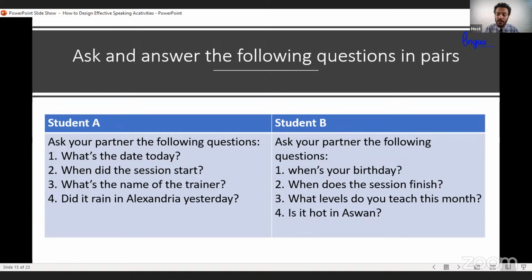So is it productive? I would say no, it's not productive. It would be at a very low level, if it's for elementary or beginner students. But is it purposeful? No, not really.